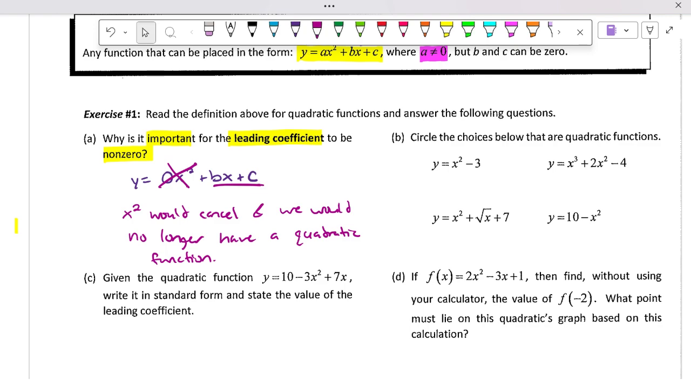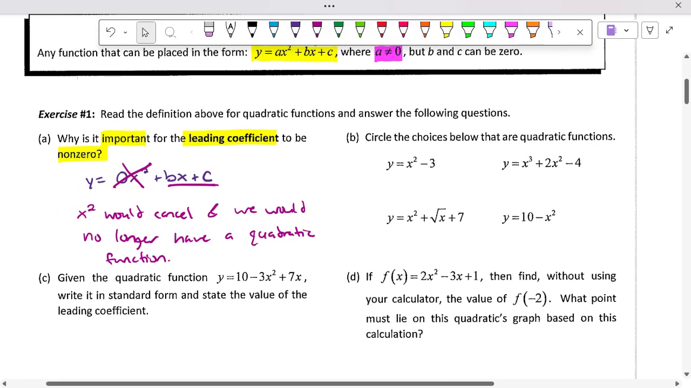All right, so let's look at letter B. We're going to determine which of these is or is not a quadratic function. All right. So not only does it need to contain an x squared, the x squared has to be the highest exponent, and all the rules of what makes a polynomial that we discussed yesterday still apply. All right. Hint, hint, wink, wink.